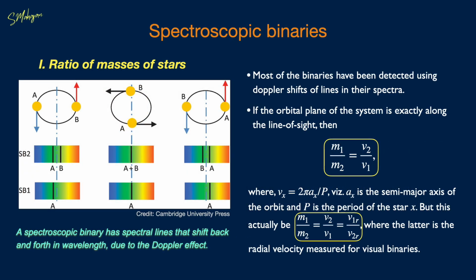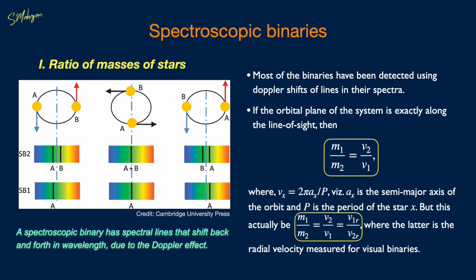But most binary systems are either too far away to be resolved as visual binaries or the component stars are too close together to be resolved separately. In fact, the majority of binary systems have been detected by Doppler shifts in their spectral lines. Such systems are called spectroscopic binaries. If a binary system is unresolved into its components, then the spectrum obtained from it will actually be a combination of the spectra from each of the component stars.